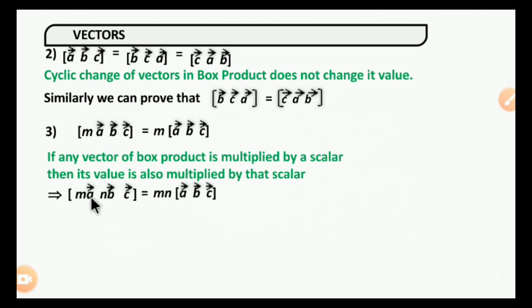Also we can take it as M times vector A, N times vector B, and vector C. Then the box product of these three vectors, meaning vector A is multiplied by scalar M and vector B is multiplied by the scalar N, will be the box product ABC multiplied by MN. So it is similar to the previous one. These are some important properties.